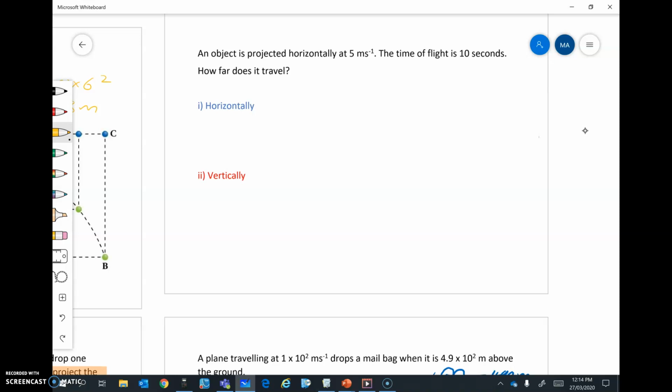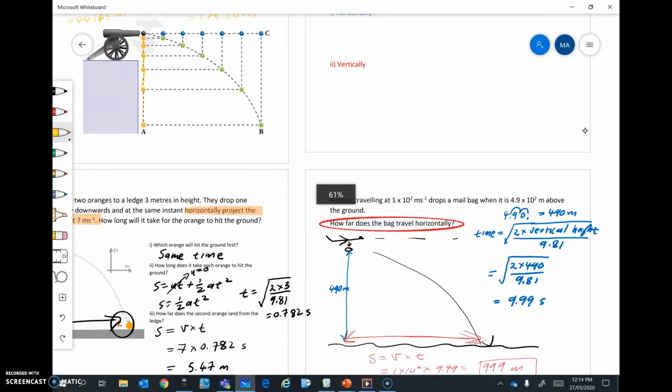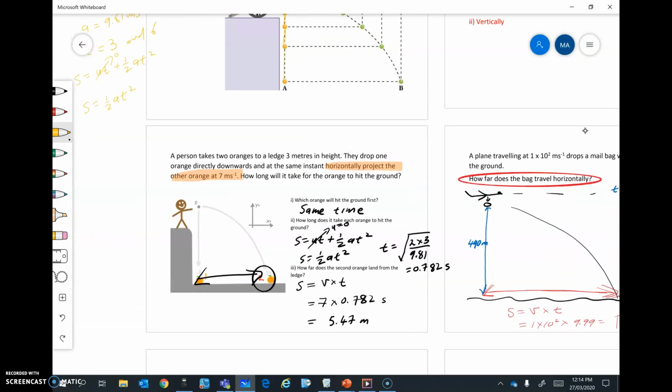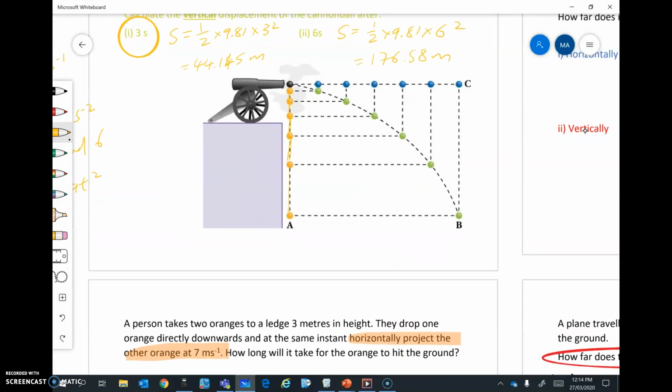In the next video, I'll be looking at this question here about the two oranges. So I better not give you too much of a surprise there, but we'll talk more about that one later, and we'll look at some other aspects of projectile motion.